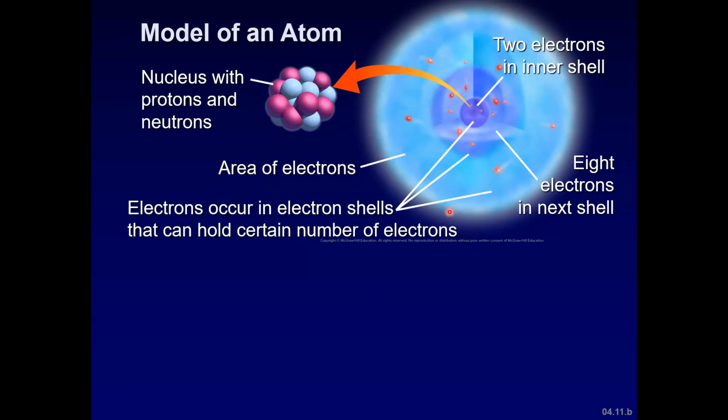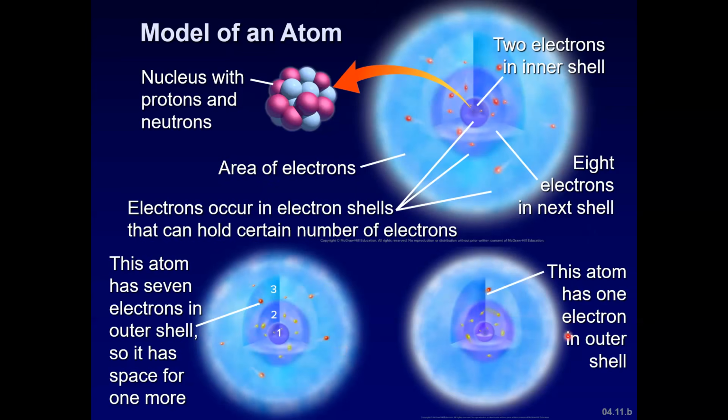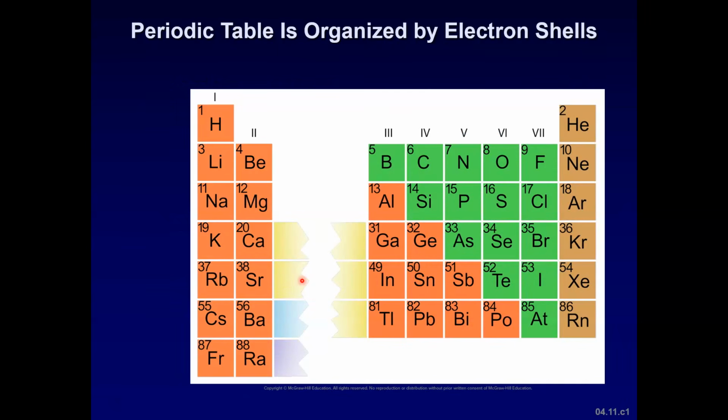The outer shell electrons, or the outer electron shells, can gain or lose electrons. Gaining or losing electrons can change the atom's charge. So this atom has 7 electrons in the outer shell. It has space for one more. This atom has 1 electron in the outer shell. Atoms can bond by loaning or sharing electrons. Bonds are important in the formation of minerals.